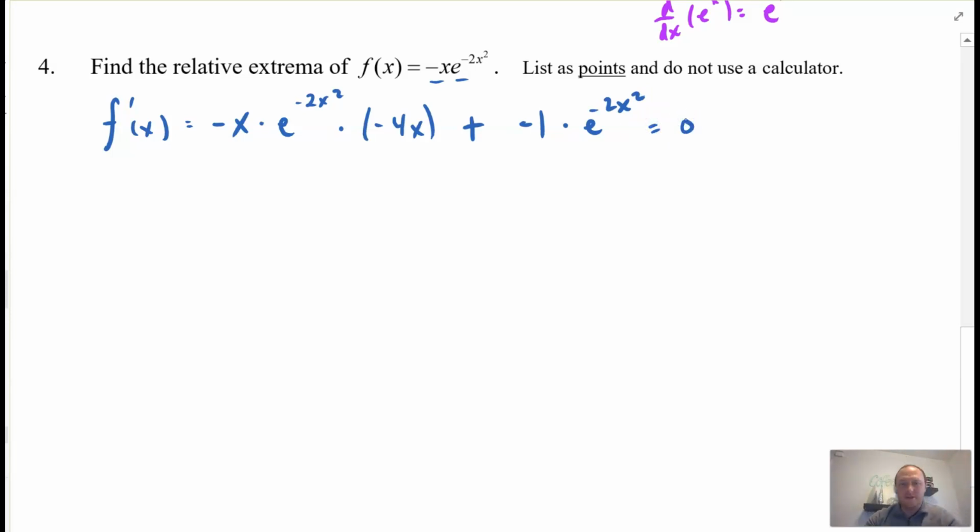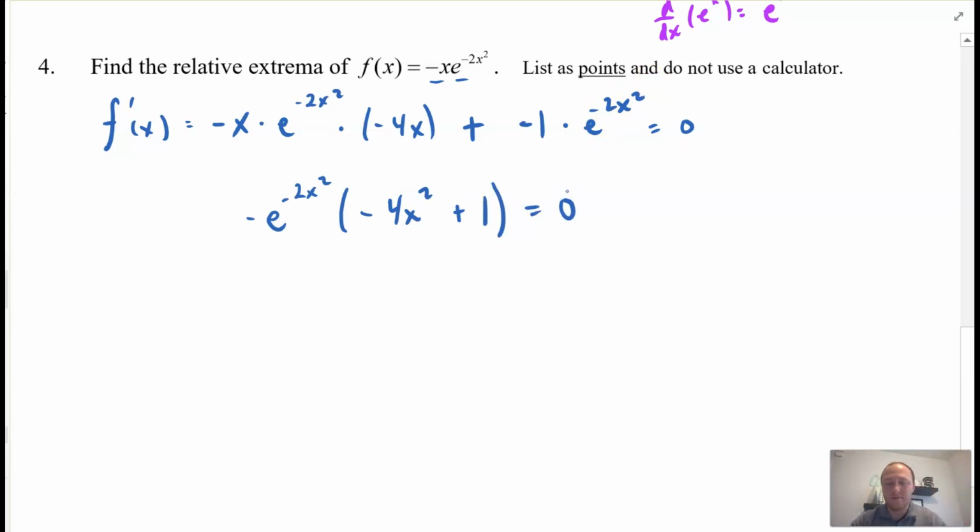So what I'm going to do is factor this. I'm going to pull the e out, and I'm going to take a negative with me. So notice there's two negatives here. If I factor out a negative e to the power of negative 2x squared, I still have a negative 4x, and then also this other x, so negative 4x squared. Over here, if I factor out a negative e to the power of negative 2x squared, I just have a positive 1 left behind. Set this equal to 0.